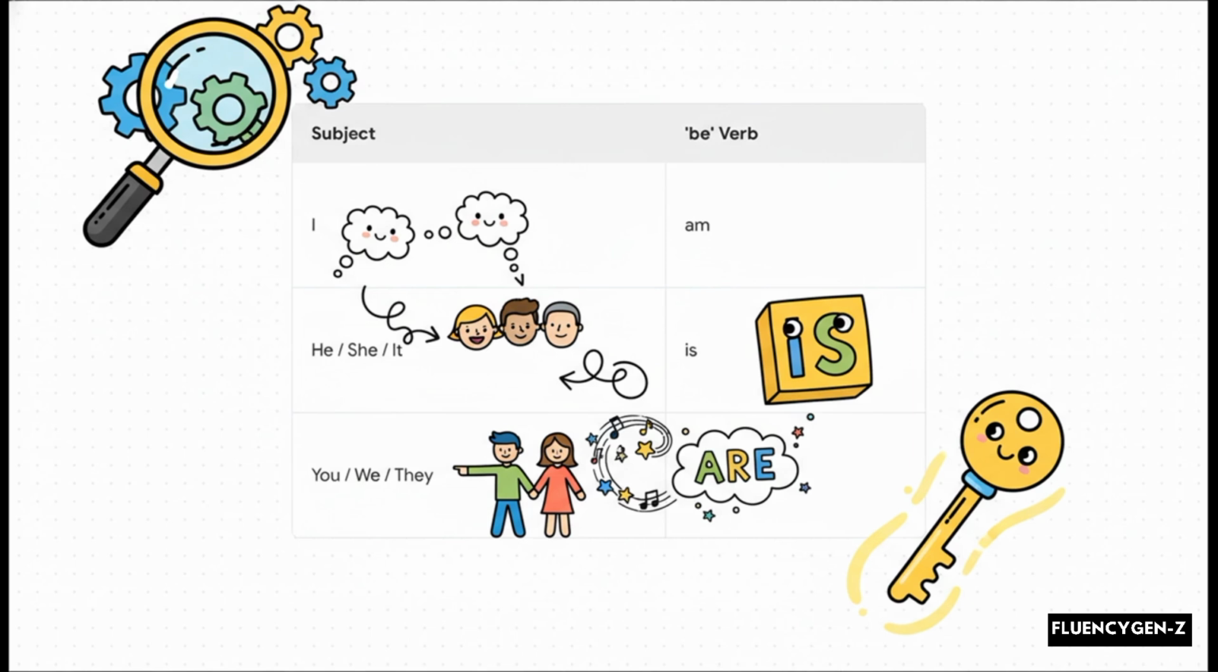You have to match the be verb to your subject. It's always I am. For he, she, or it, you're going to use is. And for you, we, or they, you use are. Getting this part right is honestly half the battle.